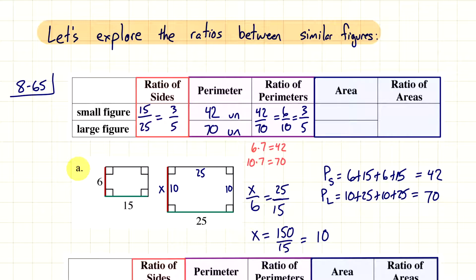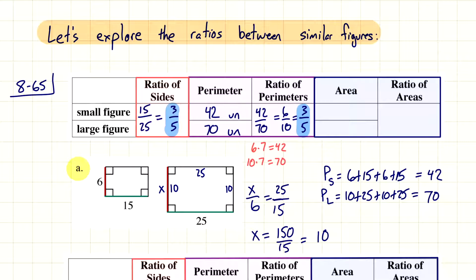All right, so we've reduced it as much as we can, and so our ratio of perimeters, if you notice, is 3/5, which happens to be the exact same thing as the ratio of sides. All right, well, that kind of makes sense, because to get the perimeter, all we had to do was add up all the sides. So literally, perimeter is all the sides together. So it kind of makes sense that these two, sides and perimeters, would have the same ratio.